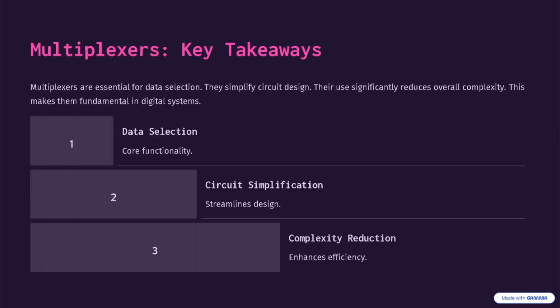But before we leave, let's take the key takeaways. Multiplexers are essential for data selection. They simplify circuit design. Their use significantly reduces overall complexity, as given with the example of parallel to serial. This makes them fundamental in digital systems. They can be used for data selection, which is the core functionality, and then we have circuit simplification. This streamlines designs, and then complexity reduction.